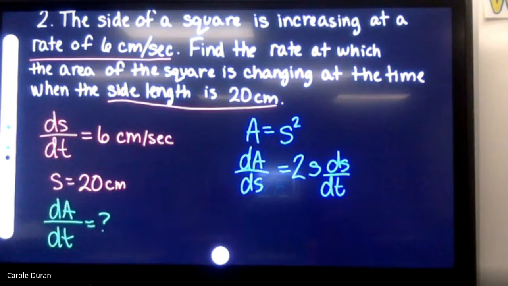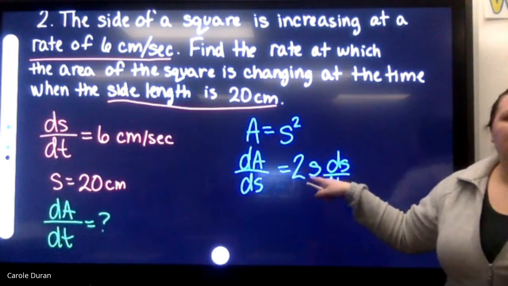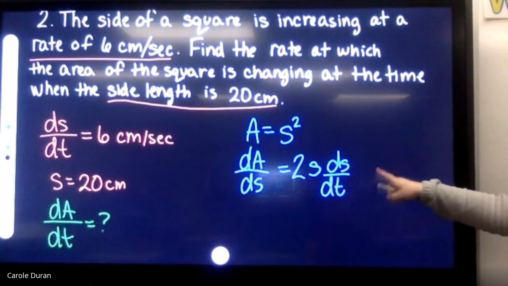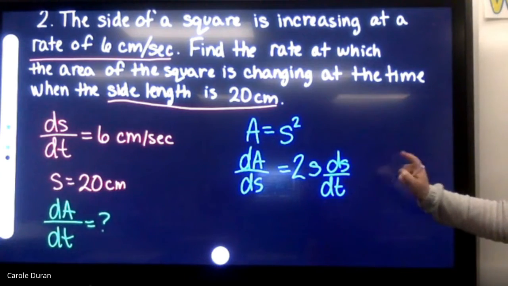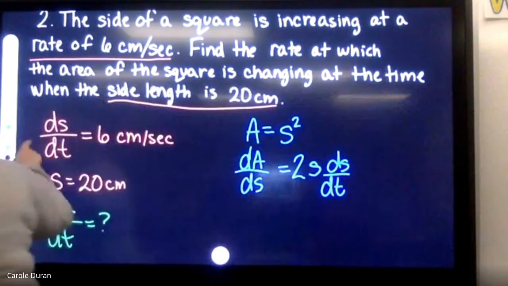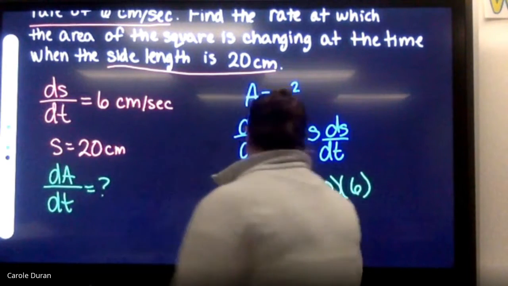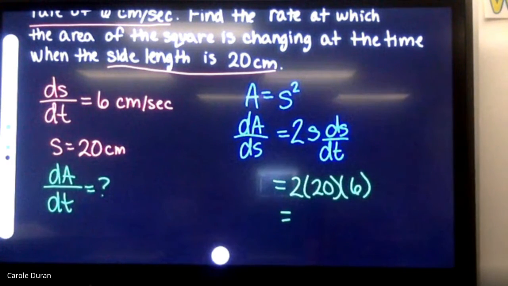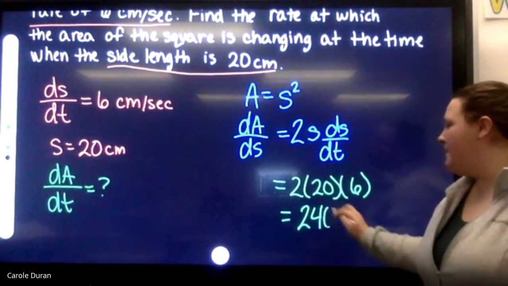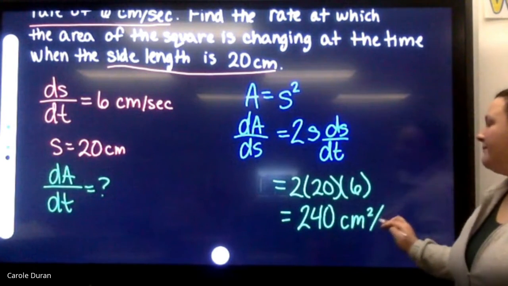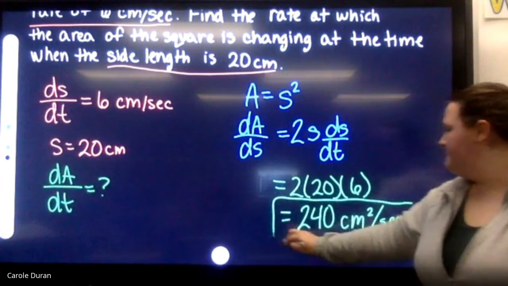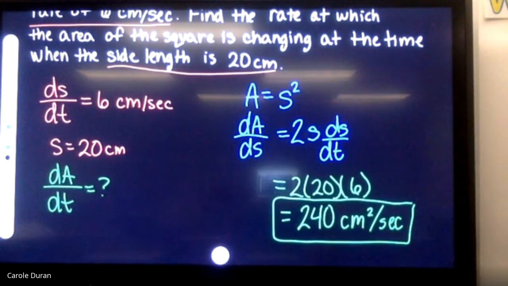So now, as Deanna already pointed out, I can fill in the given information, because I know what my side length is, and I know how my side is changing in terms of time. So I fill that in, and then I'm done. I get 2 times 20 times 6, which is 240. 240 what? Centimeters squared per second. Yep, because area is always our unit squared, and our time was in seconds.